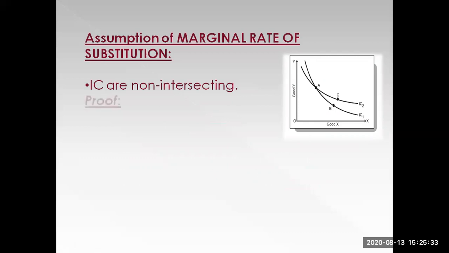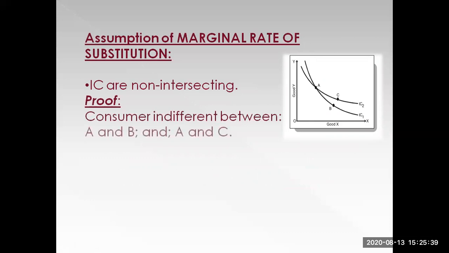So we have a little proof for that. What I do is I say that the consumer is indifferent between A and B and between A and C. So I have here two indifference curves, indifference curve 1 and indifference curve 2. When I'm considering indifference curve 1, I see that point A and point B lie on the same indifference curve IC1. By definition of an indifference curve, the consumer is indifferent between point A and point B, that is, commodity bundle A and commodity bundle B.